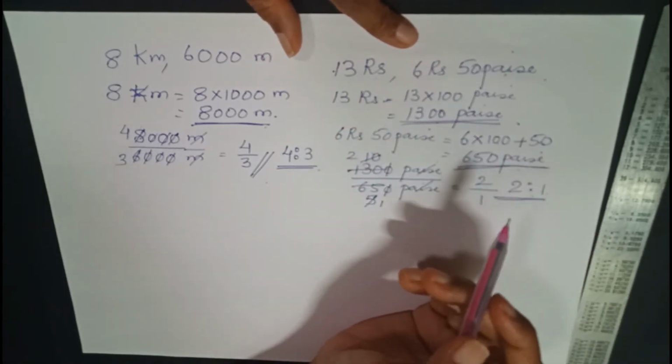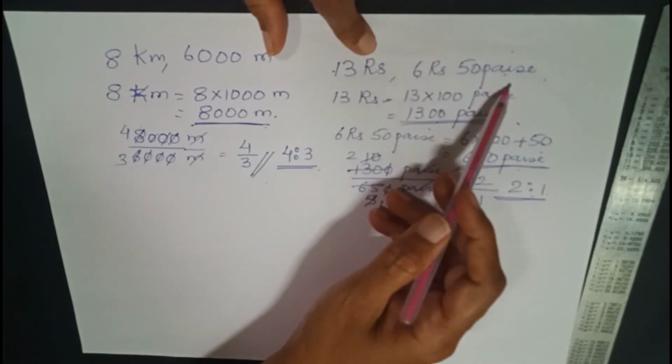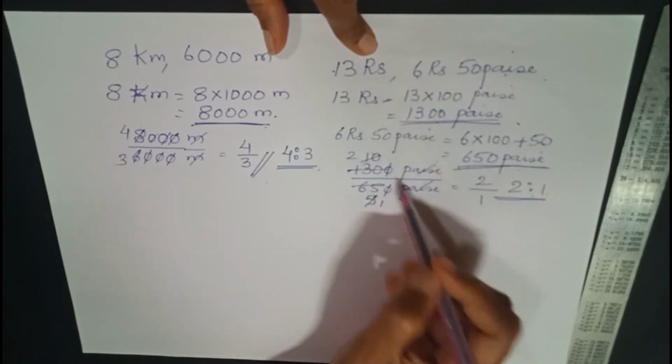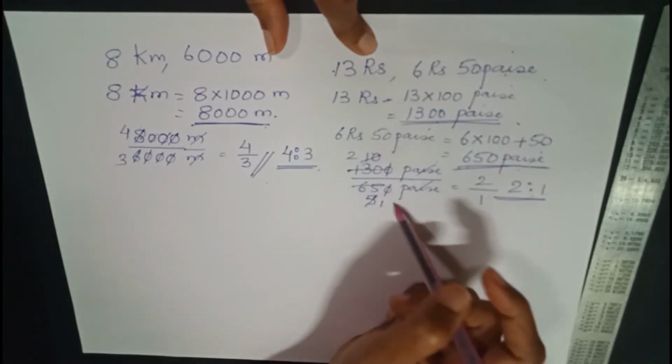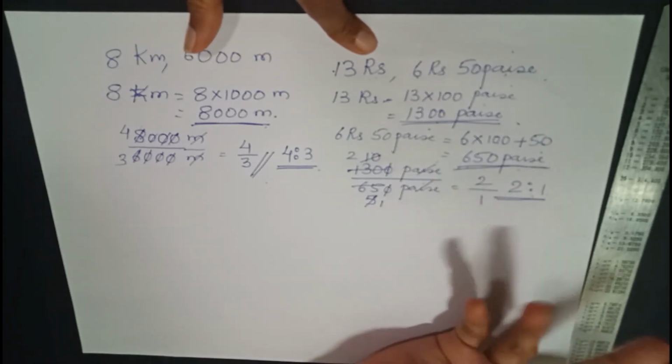So this is how we convert the bigger unit into a smaller unit so that both the numbers have the same units, and then we can write it in the ratio form and reduce it. Now, how do we convert a ratio into a percentage?